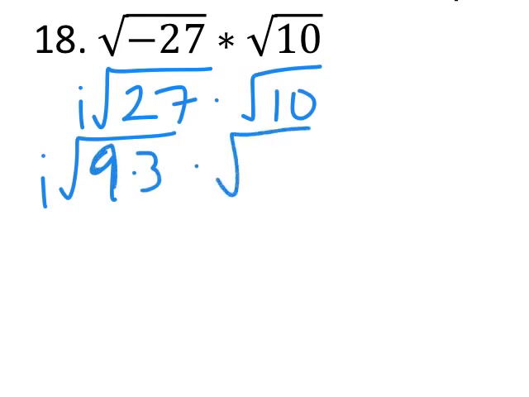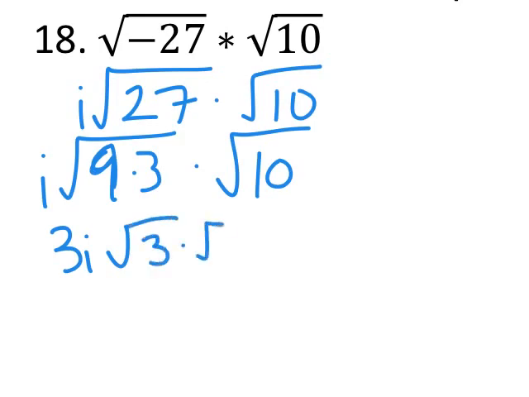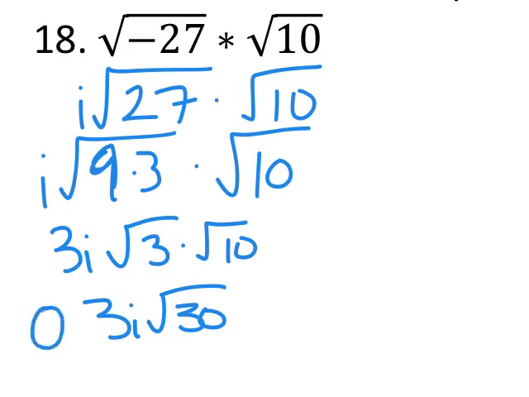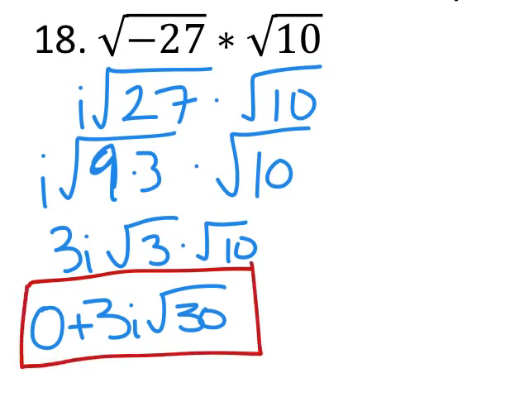it's kind of important to look for those factors of numbers that are perfect squares, or if you're using cube roots, then cubes and so forth. So that would give me a 3i square root of 3 times the square root of 10. So that's 3i square root of 30. But we wanted this in the form a plus bi, and the a value is just 0. This is our final answer. 0 plus 3i square root of 30.